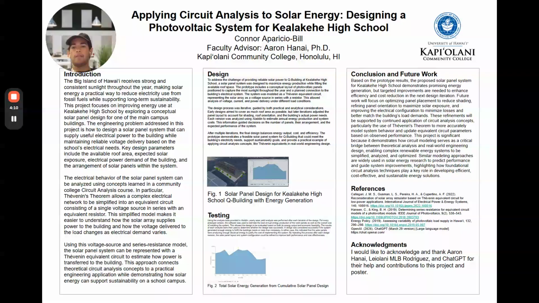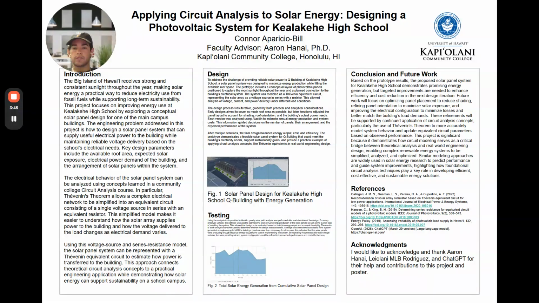The electrical behavior of the solar panel system can be analyzed using concepts learned in a community college circuit analysis course. In particular, Thevenin's theorem allows a complex electrical network to be simplified into an equivalent circuit consisting of a single voltage source in series with an equivalent resistor. This simplified model makes it easier to understand how the solar array supplies power to the building and how the voltage delivered to the load changes as electrical demand varies.